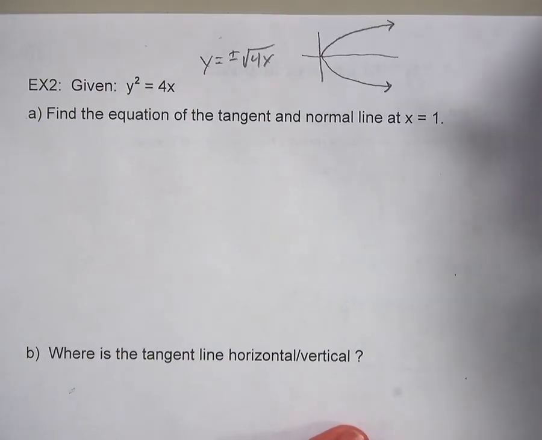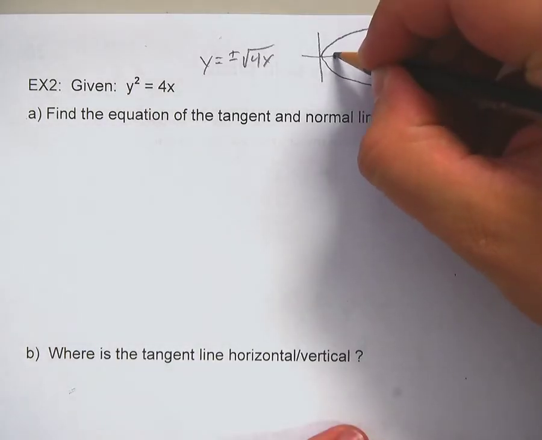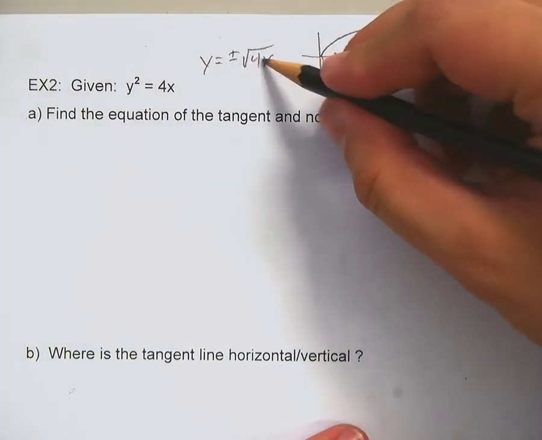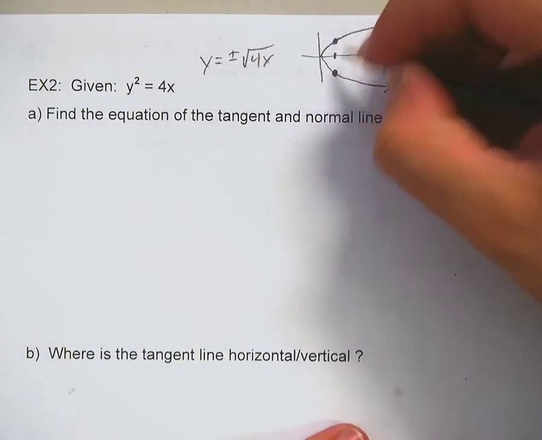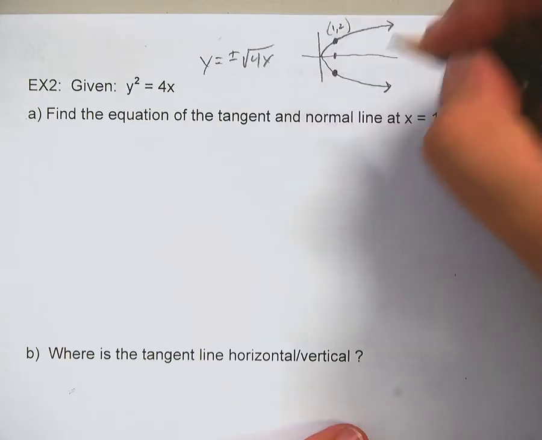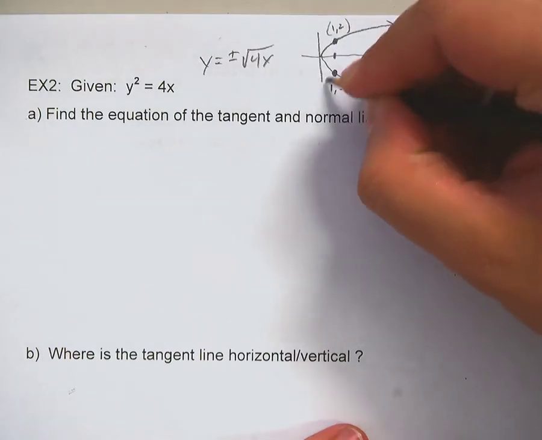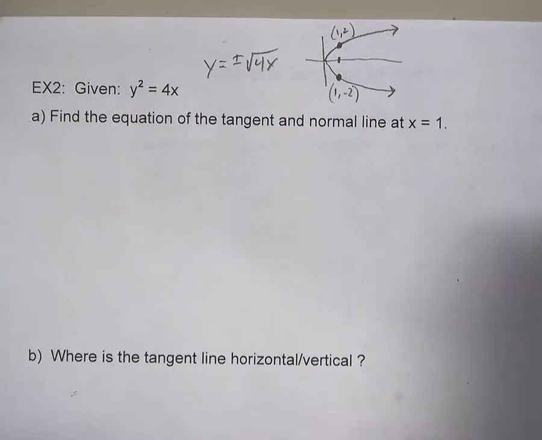And then say you plug in a 1 for x. The square root of 4 times 1 is 2, so you have 2 and negative 2. So this is 1 comma 2 and 1 comma negative 2. That's just a very quick little graph thing that you're going to do there for this little equation. Okay?